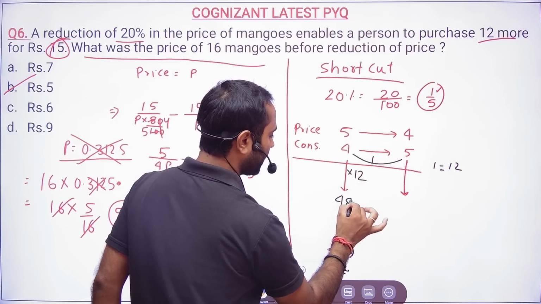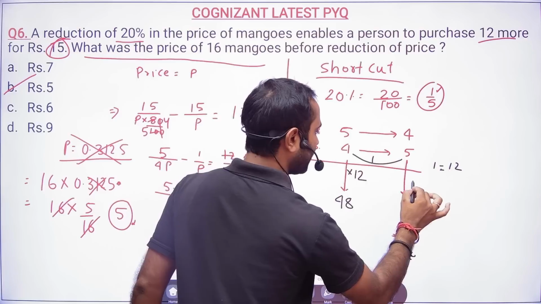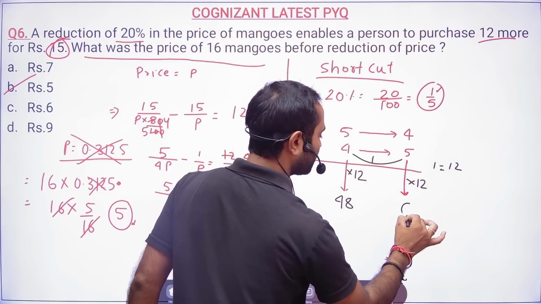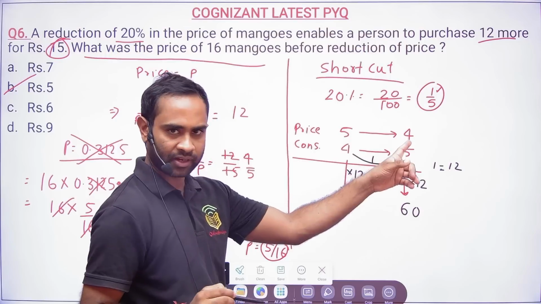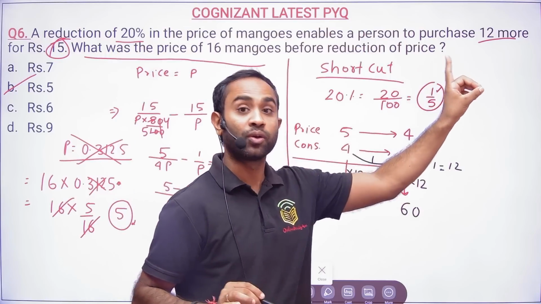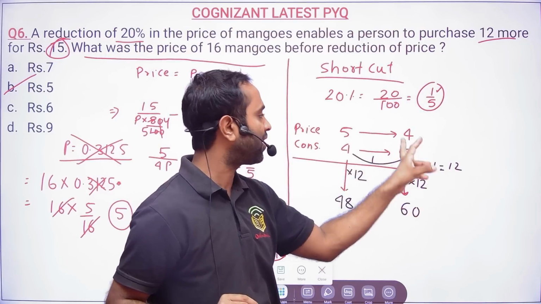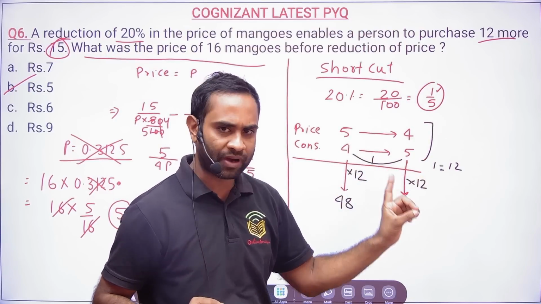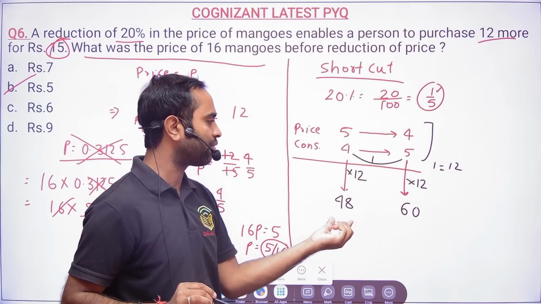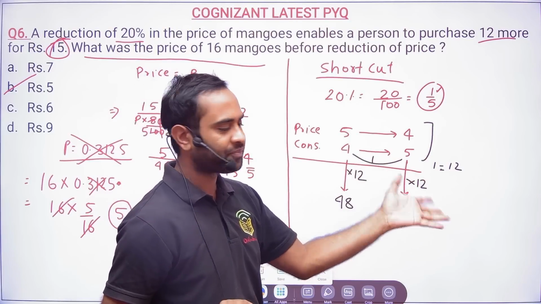So earlier you were getting 48 mangoes, and now we are getting how many mangoes? 60 mangoes, right? See, the difference is 1, but they are telling us the difference is 12. So 1 unit is equal to 12, because we have assumed the value here. 4 units will be 48, 5 units will be 60, right?